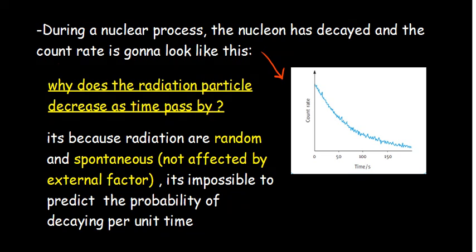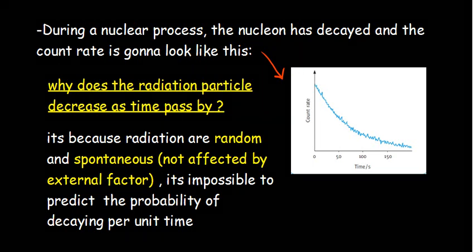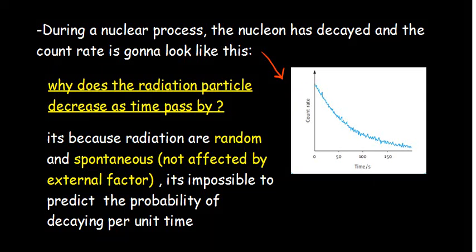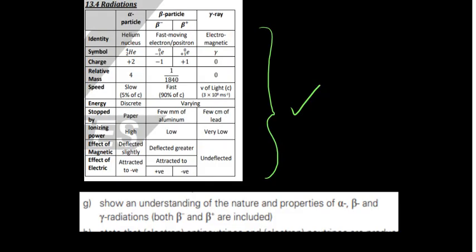One of the properties of radiation is that it's random and spontaneous. Spontaneous means it's not going to be affected by external factors like heat. It is impossible to predict the probability of decaying per unit time. So we can't predict the count rate at a specific time, because it's always going to change. And this graph is one of the proofs that radiation is random. So that's all the properties of radiation that you should know.